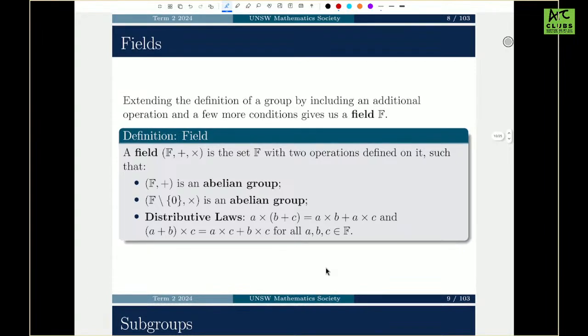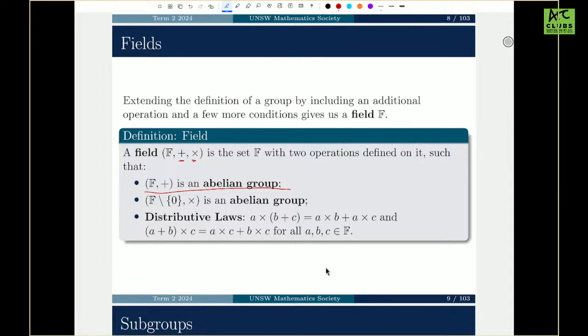Okay, so fields. A field is like a group with a little bit extra, specifically an abelian group with a bit more. A field is a set with two binary operations defined on it. We usually call these addition and multiplication. Under addition, F has to be an abelian group, so the elements need to commute under addition.